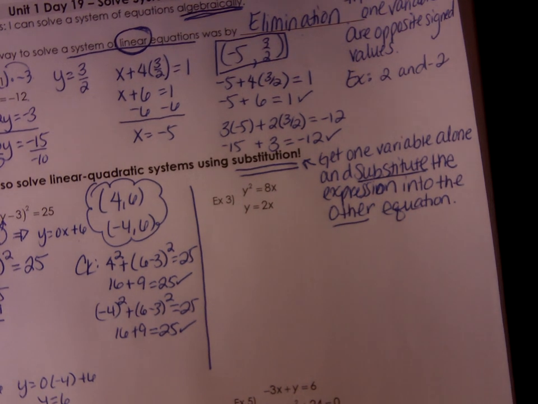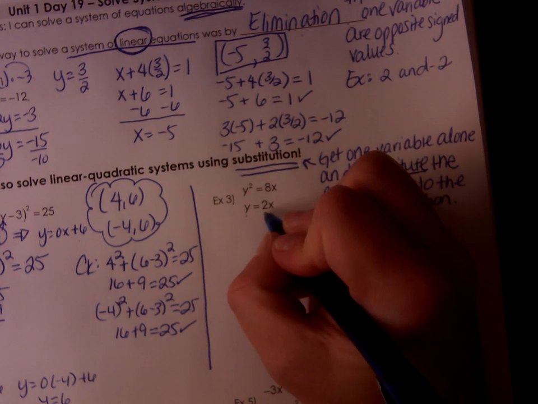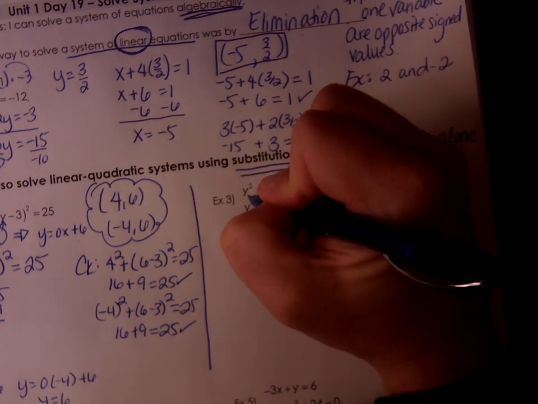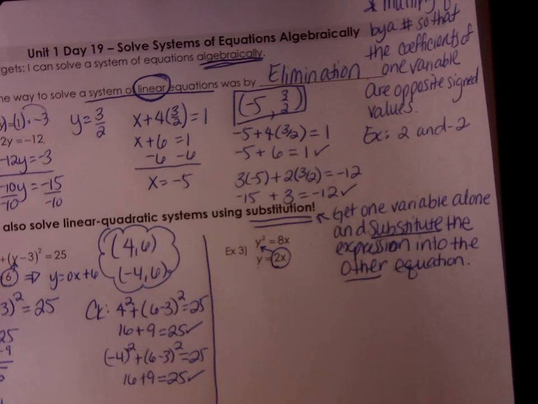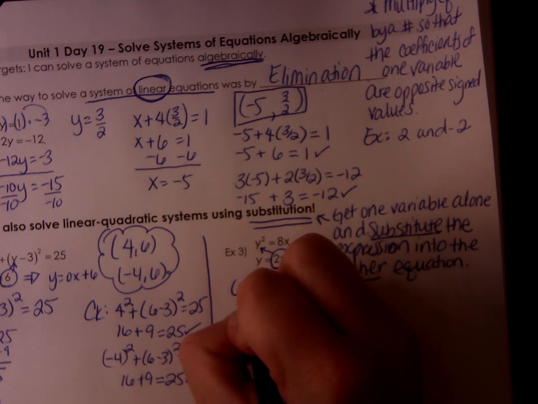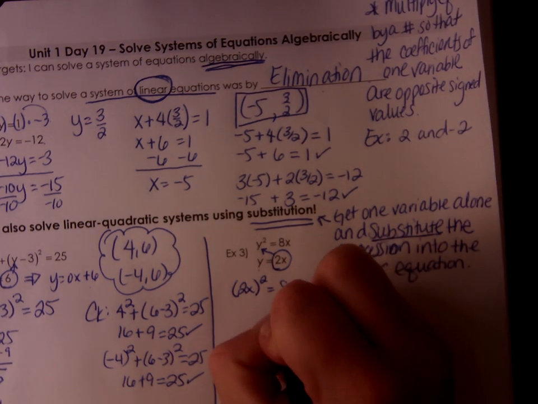Let's look at number 3. Number 3 is really nice. We already know what y is equal to. y is equal to 2x. So I'm going to substitute 2x into that top equation, into that first equation. So I'm going to put in parentheses 2x and I'm going to square it. And I strongly recommend that whenever you substitute, you always use parentheses. And we're going to set it equal to 8x.